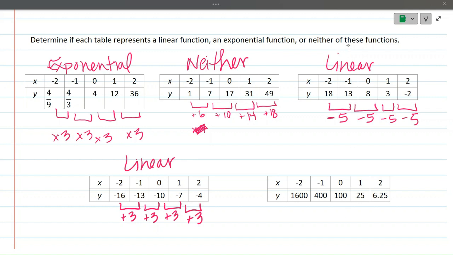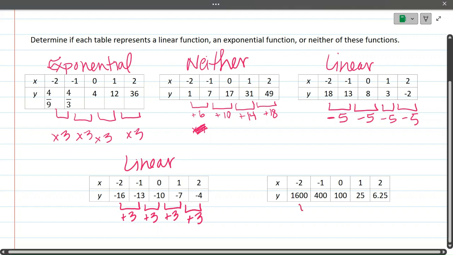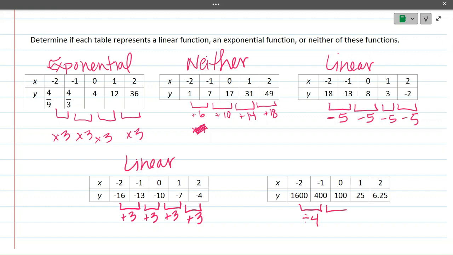And finally, we've got some big numbers on this one. This looks like we're dividing by 4. To go from 1600, dividing by 4 gives me 400. I'm dividing by 4 again to go from 400 to 100. To go from 100 to 25, I'm dividing by 4. And if I put 25 divided by 4 in my calculator, I actually get 6.25.